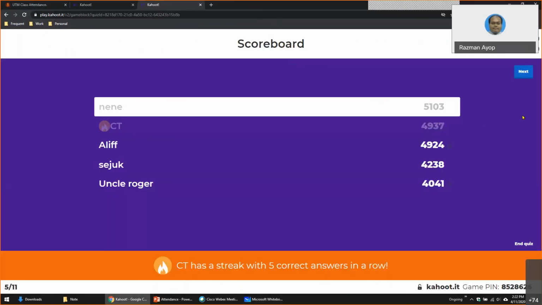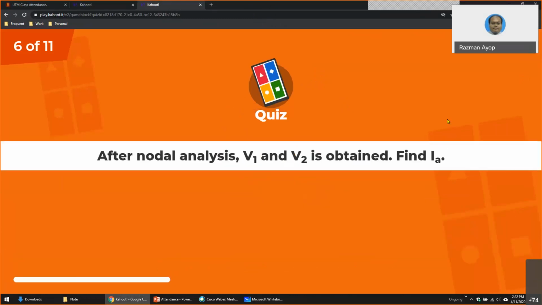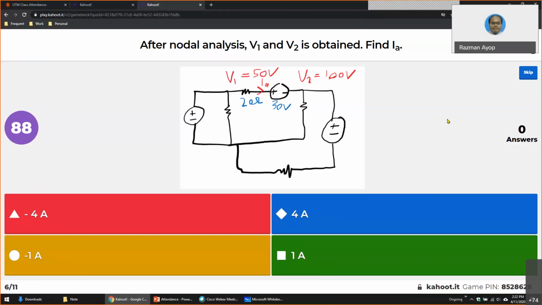So we look who's the highest score. Aleph has the highest score. Move on to the 6th question. After nodal analysis, V1 and V2 is obtained. Find IA. You have 1.5 minutes.